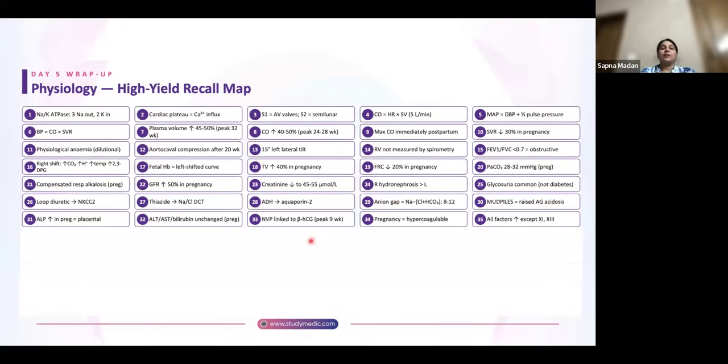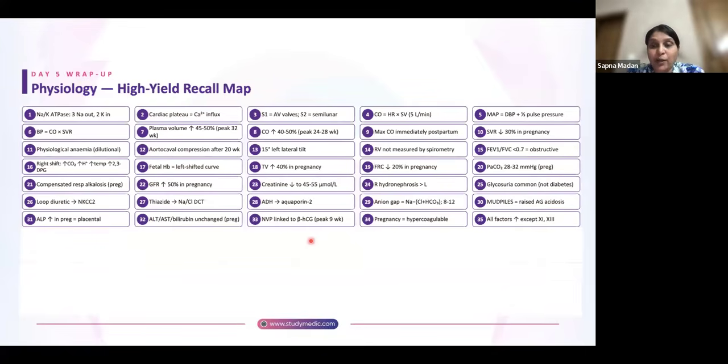Alkaline phosphatase in pregnancy is increased around 2 to 4 times, but it is not from the liver, it is from the placental fraction. The rest of the liver enzymes are usually unchanged, so the ALT, AST, bilirubin will remain unchanged. And if they are high, then you have to look for some other pathology. Nausea and vomiting is linked to beta HCG in pregnancy, and it peaks at around 9 weeks.